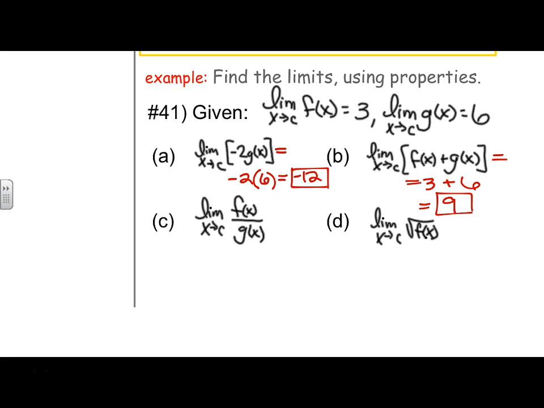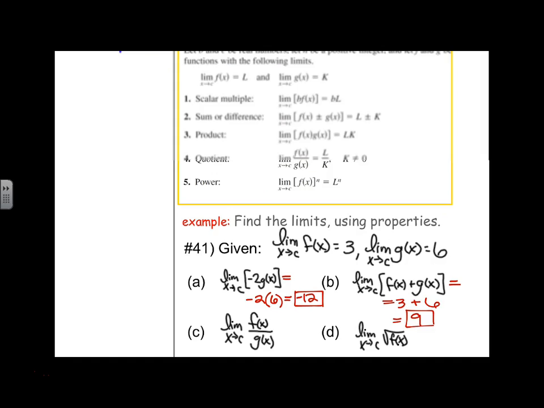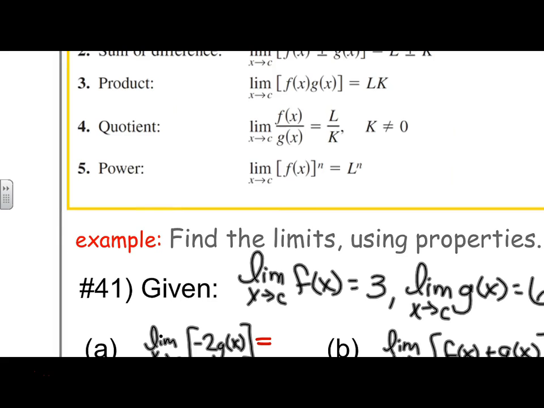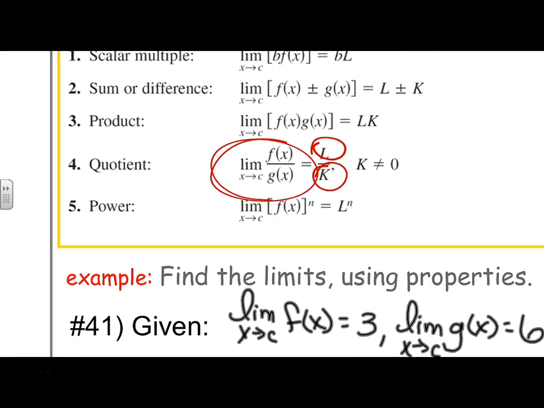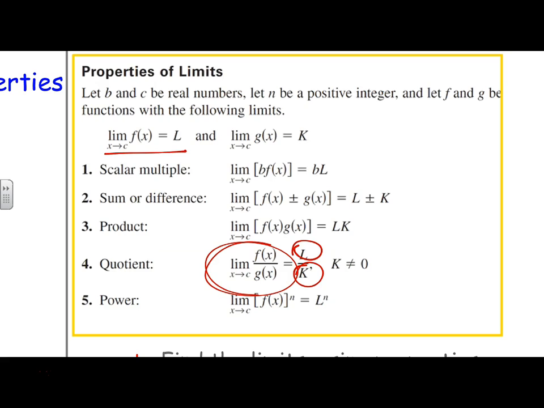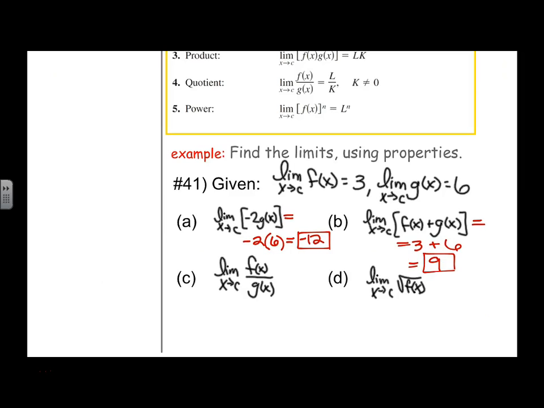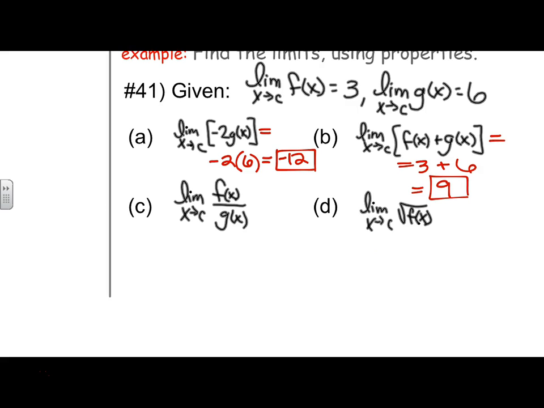And letter C, what if I was taking the limit as x approaches c of f over g? If you guys want, I can show you what I'm talking about when I talk about the properties. There is a quotient property that says in order to solve this limit, I can take L and I can take K and just divide them, given I know the limit of f is L and the limit of g is K. We don't have to write that property, we don't have to memorize it, but can we use it? The limit as x approaches c of f over g, what would it be? Yeah, 3 over 6, which does reduce to be what?